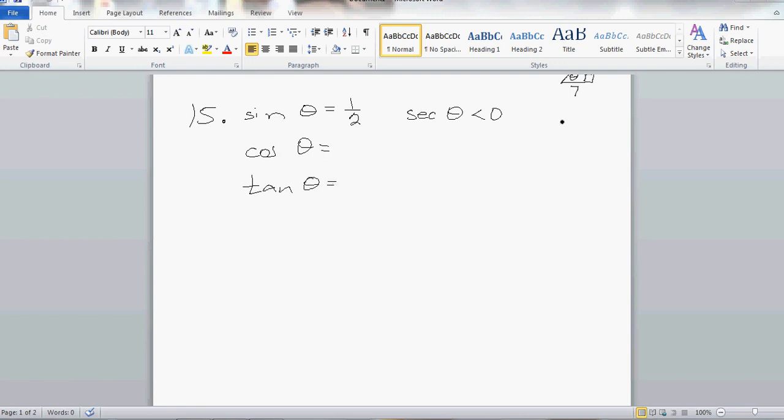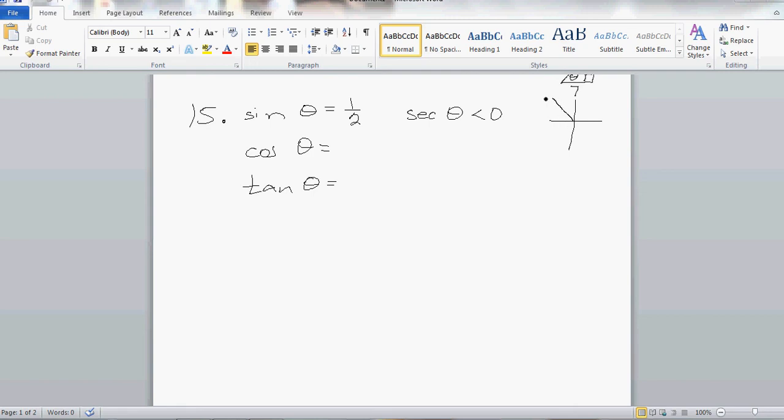Okay, first thing, we need to determine which quadrant we're in. Sine of theta is positive, so that means it either has to be in quadrant 1 or in quadrant 2. But this tells us the secant of theta is negative, which also means the cosine is negative. And between 1 and 2, the only place that could occur is here in quadrant 2.